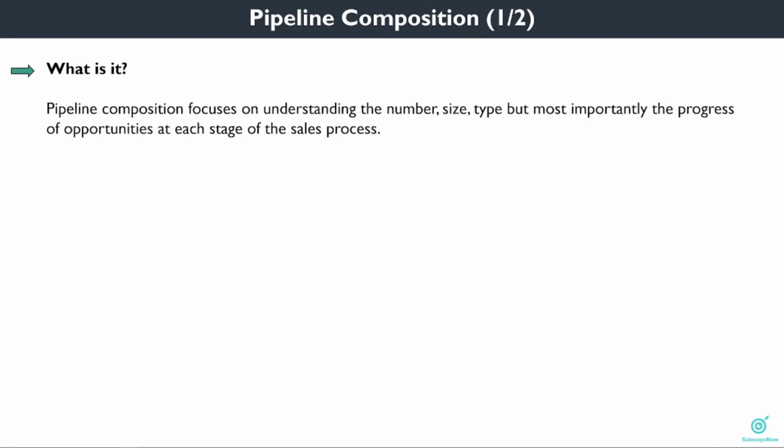Now, let us discuss pipeline composition. Pipeline composition looks at the number and types of opportunities at each stage of the sales process. In order to provide context to the pipeline composition, you should take into consideration how early or how late you are in a specified time frame.